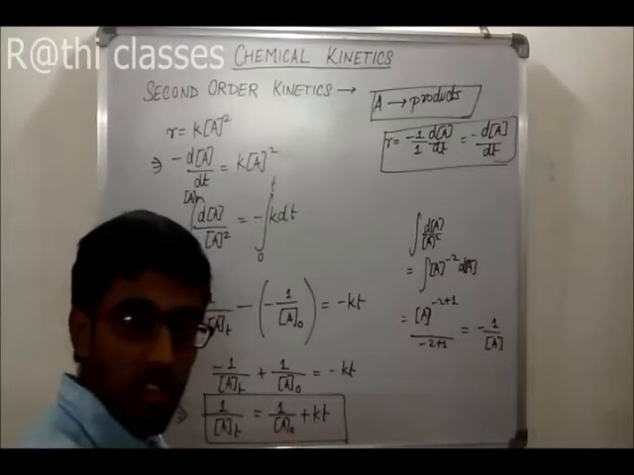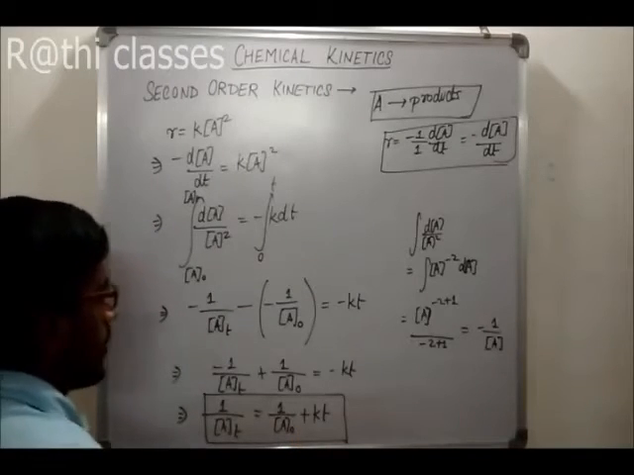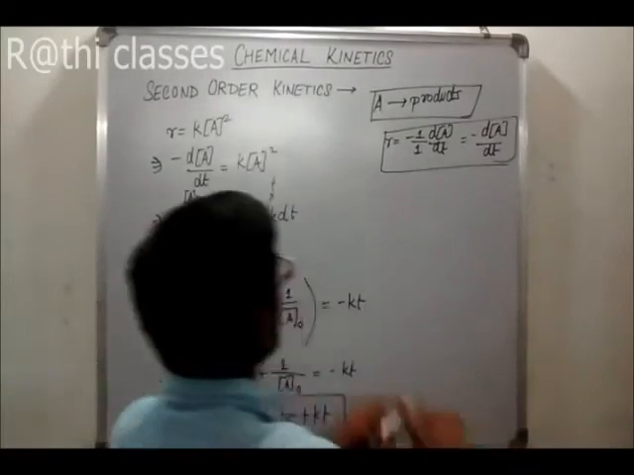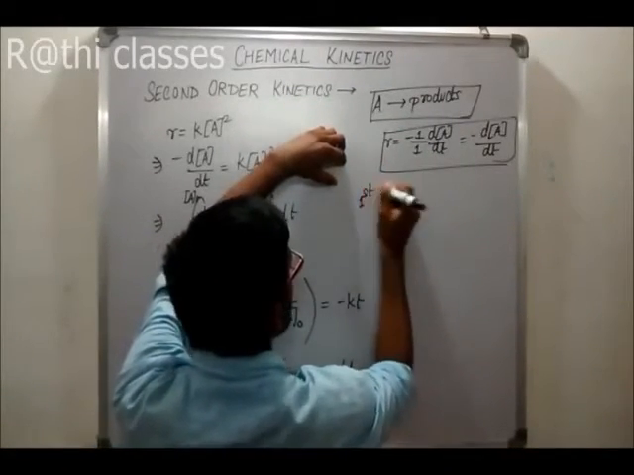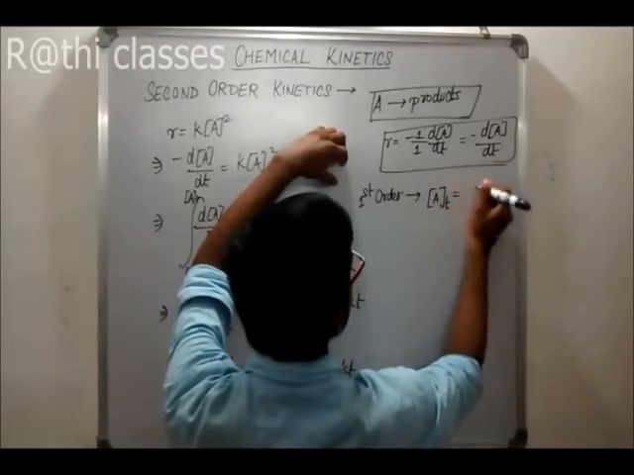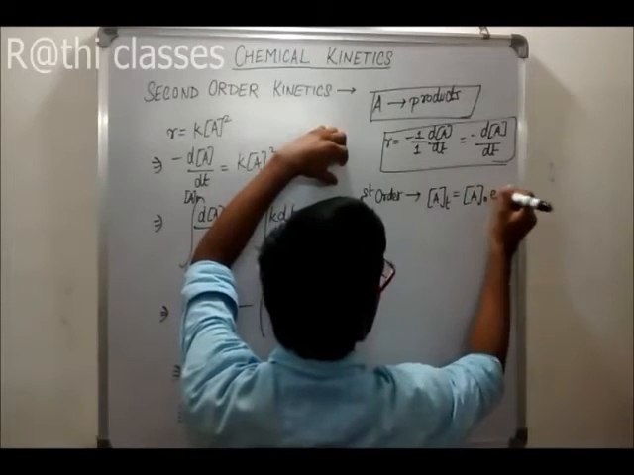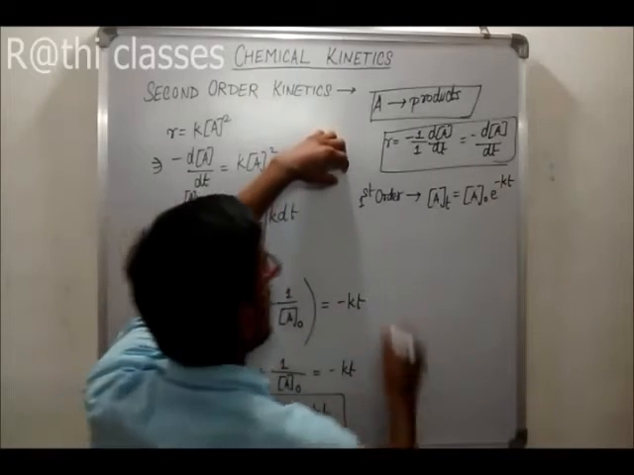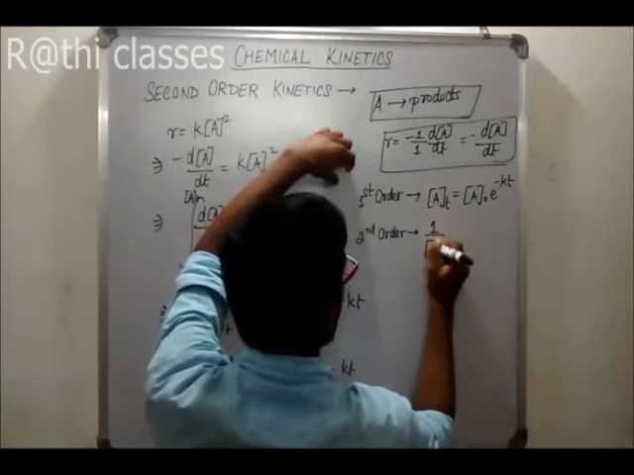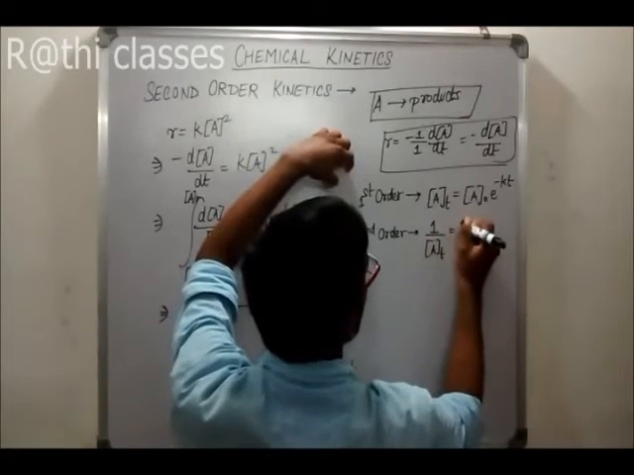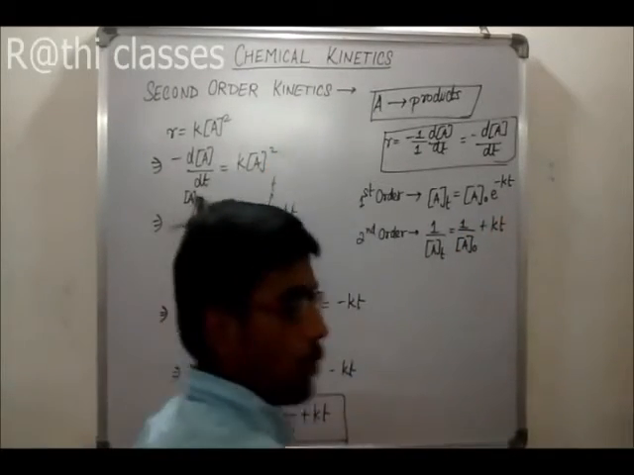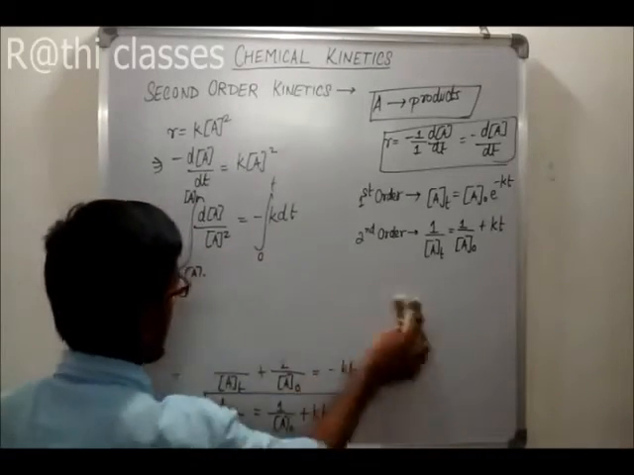This is the relation between the concentration at time t with t, using the initial concentration at t equal to 0, which is A naught. So we derived two results. For the first order kinetics, At is equal to A naught into e to the power minus kt. For the second order kinetics, we derived 1 upon At is equal to 1 upon A naught plus kt. Now let's check for the zero order kinetics.